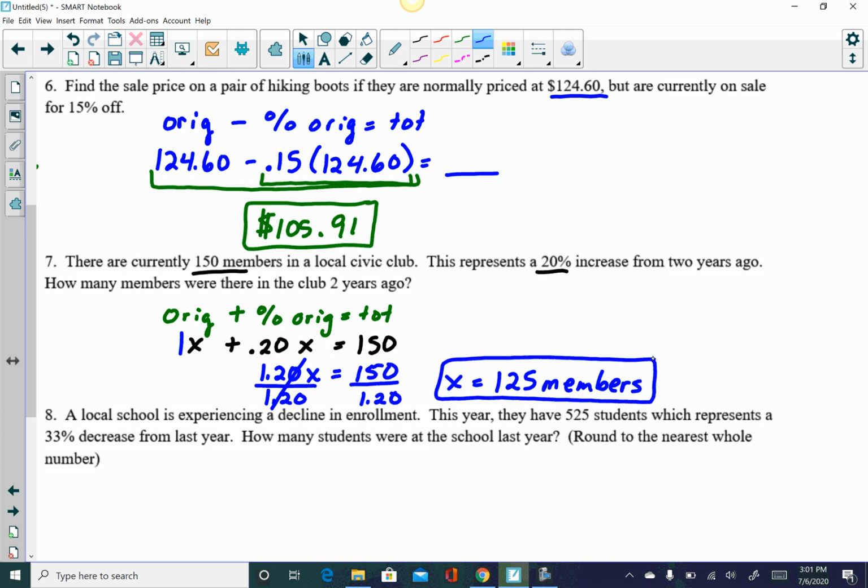The most common thing that I see folks doing is trying to figure out 20% of 150 and then subtracting. You're going to get close to 125, but that's not the correct answer. Anytime you don't know what the original amount is, you have to solve it this way. Okay. All right, so I'll let you wrap up the rest of this page.